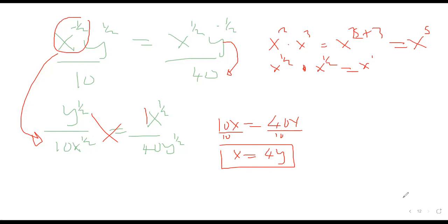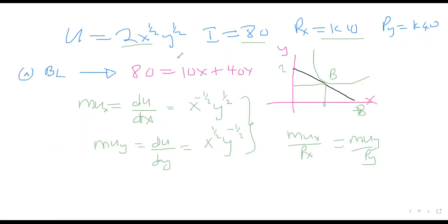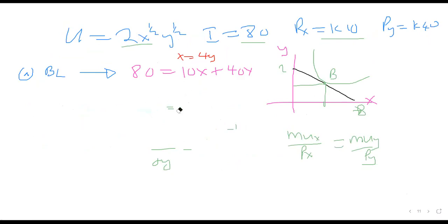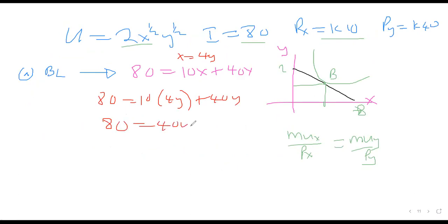Then we go back here. Since x is 4y, we substitute it in here. So in this case, we're going to substitute this function here. We're going to have 80 is equal to 10 times 4y plus 40y. So 80 will be equal to 40y plus 40y. So this is going to be 80 is equal to 80y, meaning our y is equal to 1.